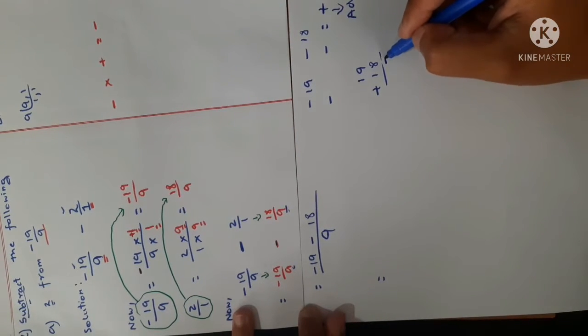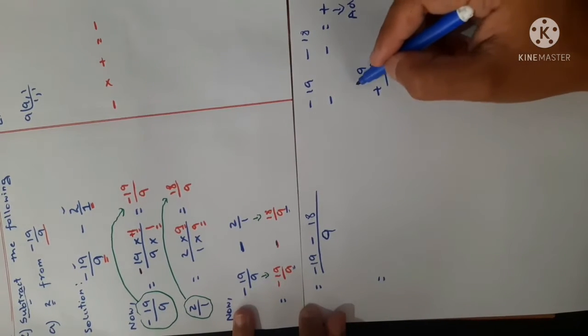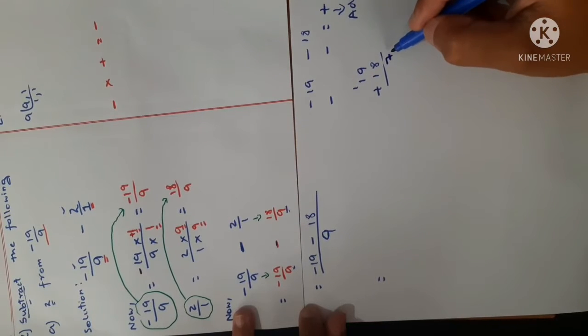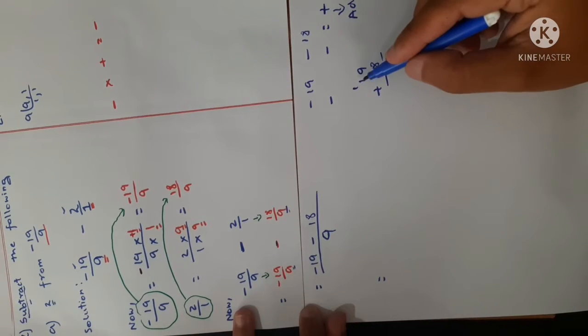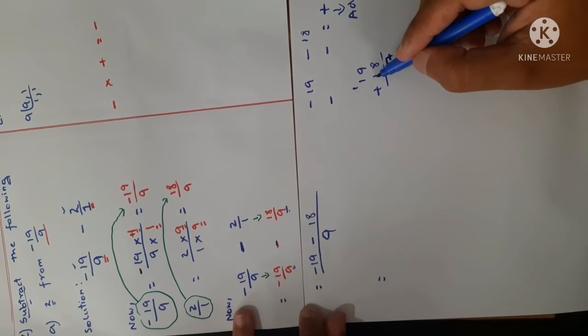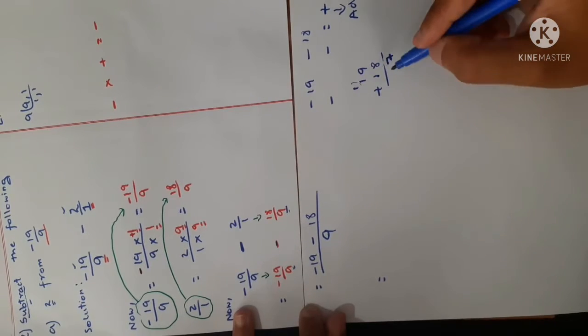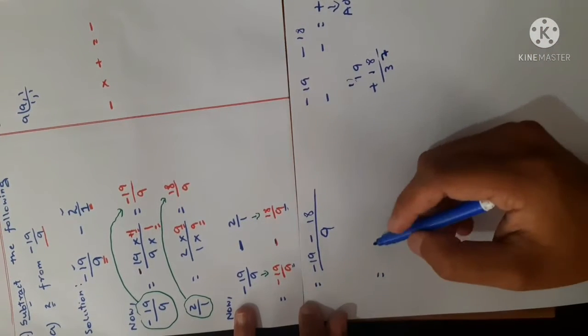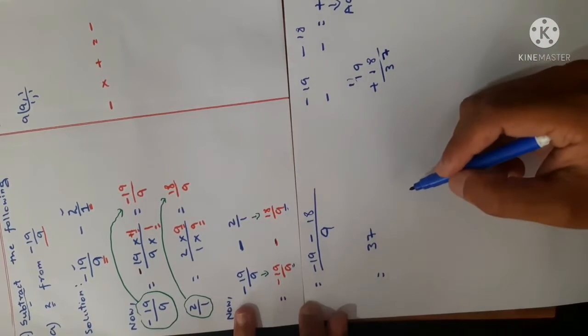9 plus 8, we will get 17, isn't it? So we'll get 17. So I write here 7 and I carry 1. 1 plus 1, we get 2. 2 plus this one that we have carried, we will get 3. So we get 37. But it's not done yet.